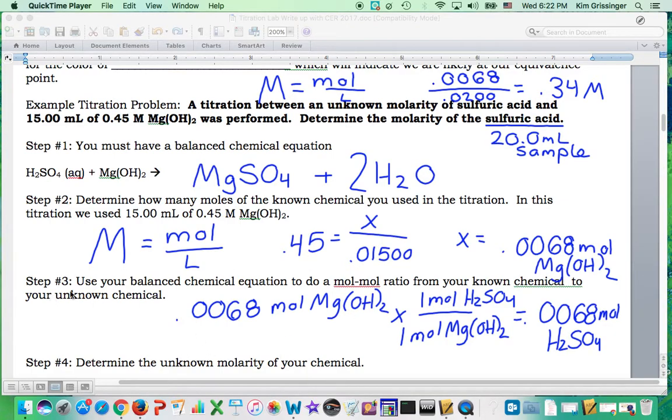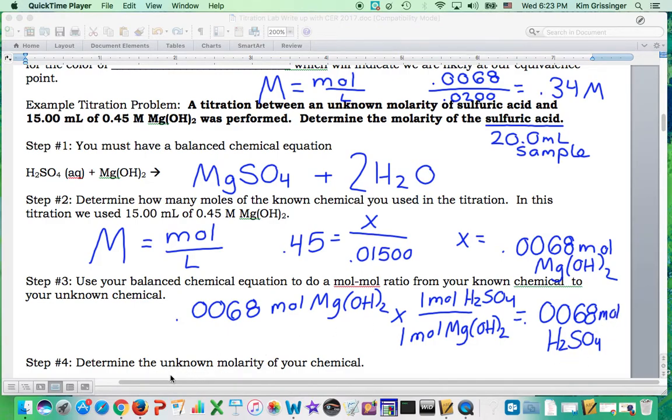For your third step, you use your balanced chemical equation to do a mole ratio. A lot of times it's a 1-to-1 mole ratio, but it is not always, which is why you have to write the formula out and balance it. Here we took our moles of magnesium hydroxide, and I looked at my reaction and saw there's 1 mole of magnesium hydroxide. That goes on the bottom. When I looked at my sulfuric acid, there's 1 mole of that, so that went on the top. The magnesium hydroxide canceled out, and I got the moles of my acid: 0.0068 moles sulfuric acid.